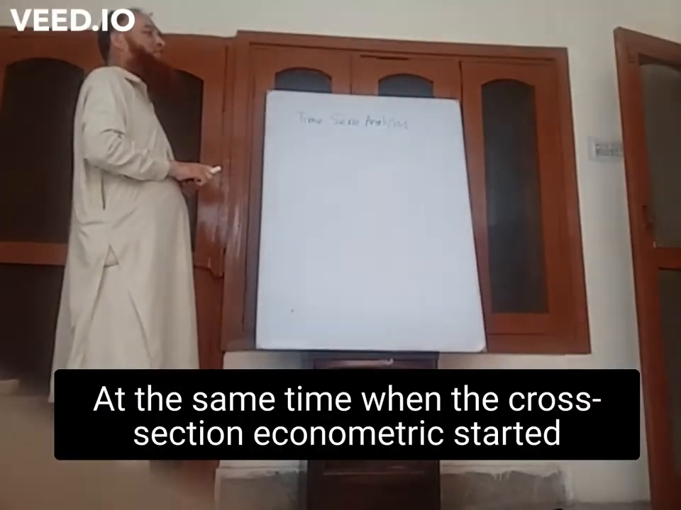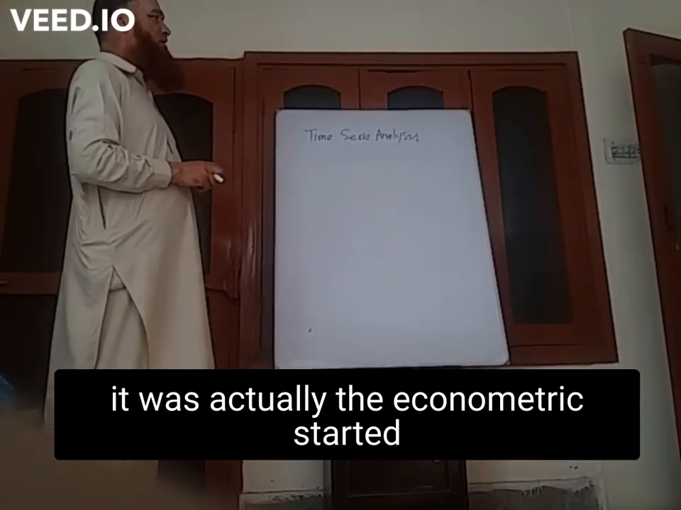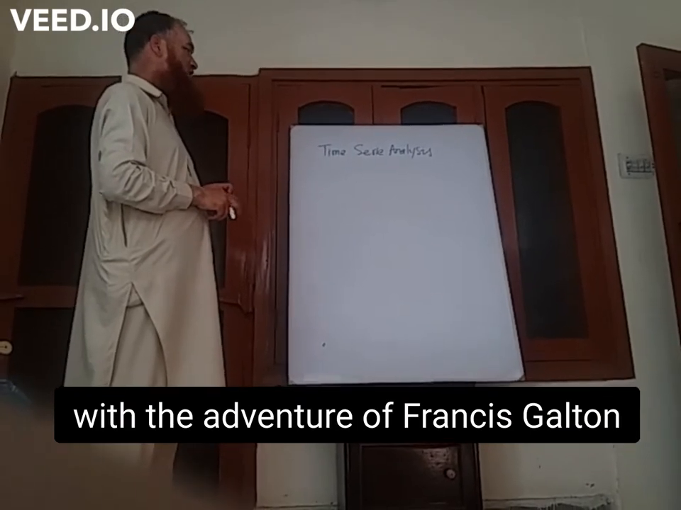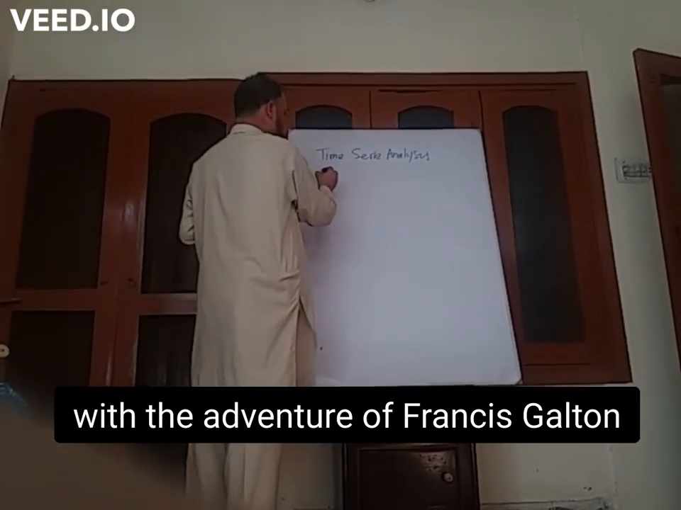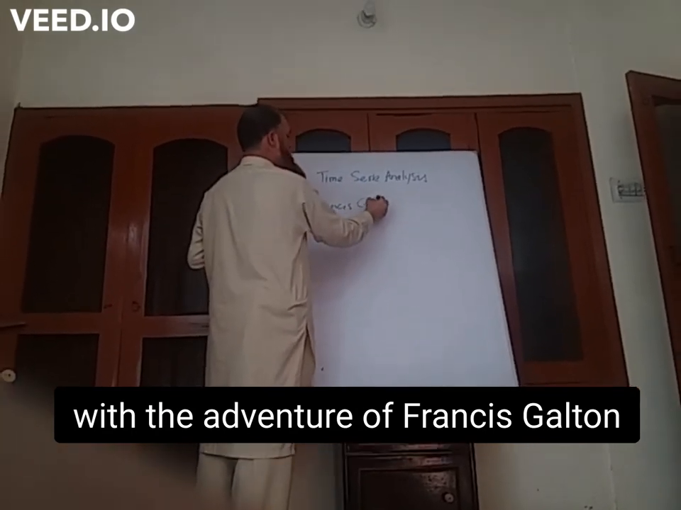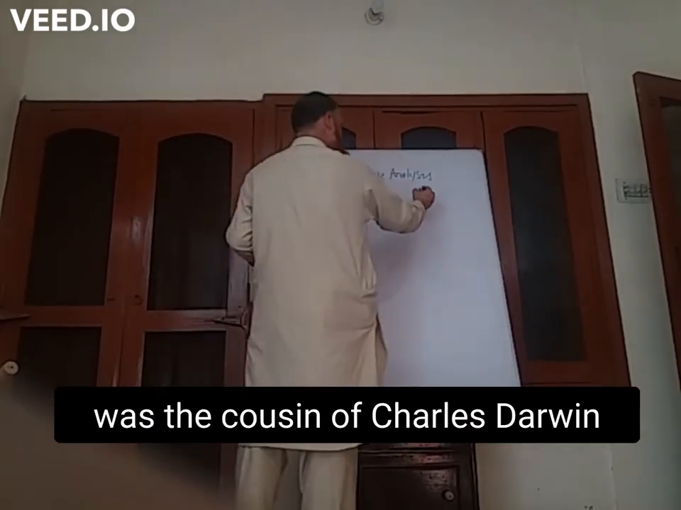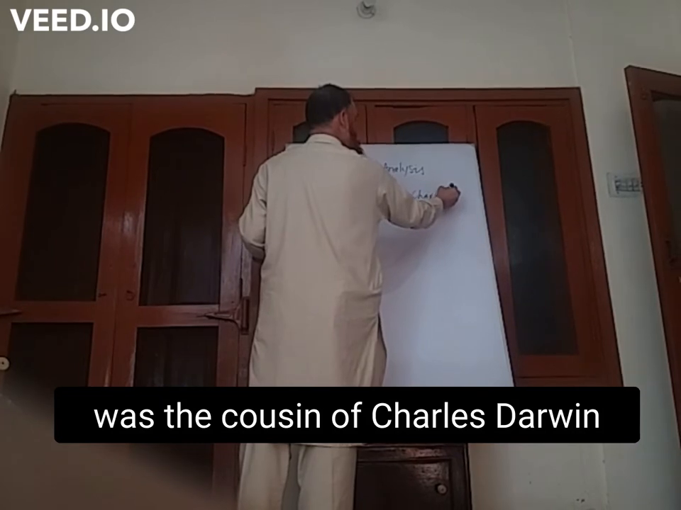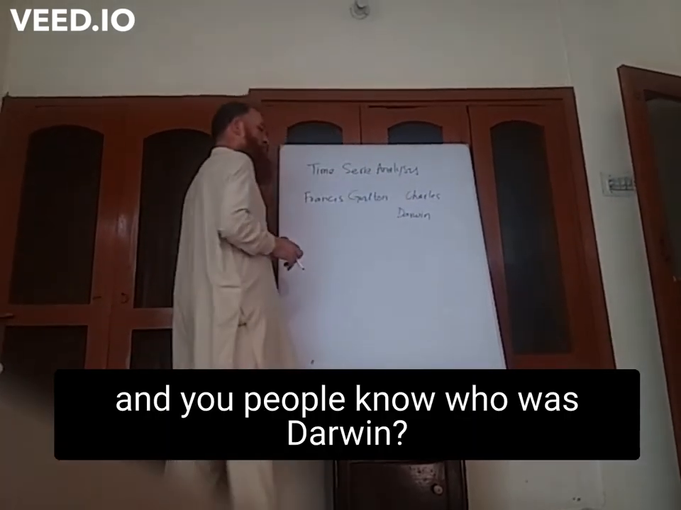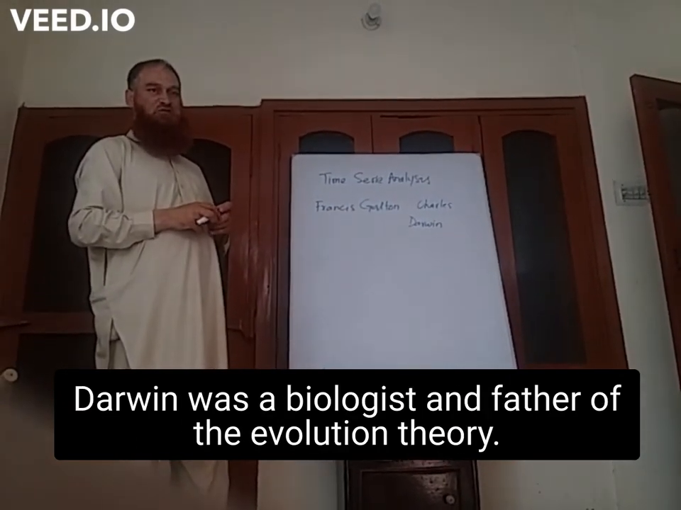At the same time when the cross-sectional econometrics started, the econometrics started with the adventure of Francis Galton. Galton was a cousin of Charles Darwin, and you people know who Darwin was. Darwin was a biologist and father of the evolution theory.